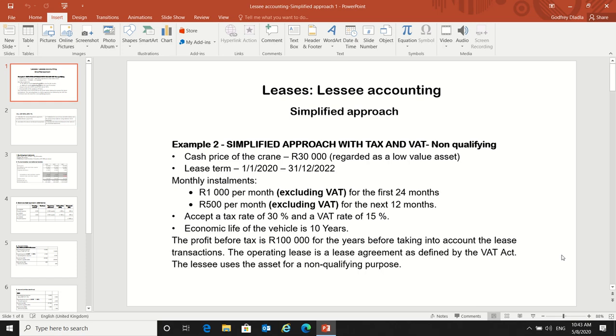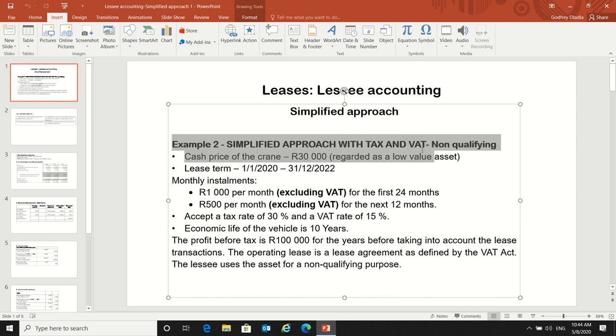Welcome back again. On this slide, I'm addressing the issue of simplified approach again, but now I'm dealing with example 2, which is addressing the issue of VAT, where we're saying what happens if the asset we're dealing with is for a non-qualifying purpose. Now, if that is the situation, you must firstly remember that this cash price, since you're a lessee, is irrelevant under simplified approach. There's nothing to do with it.